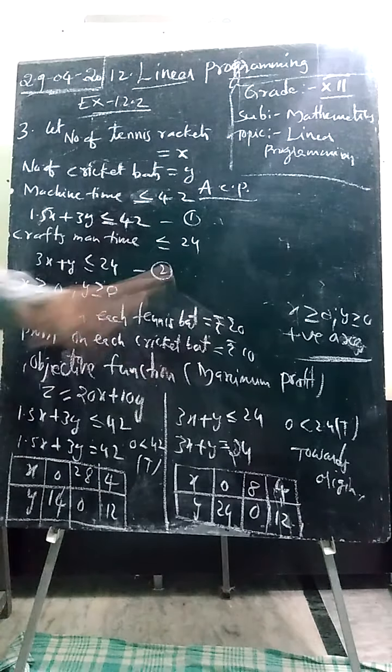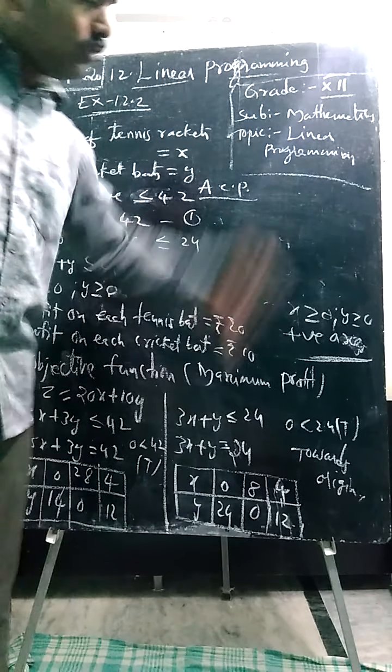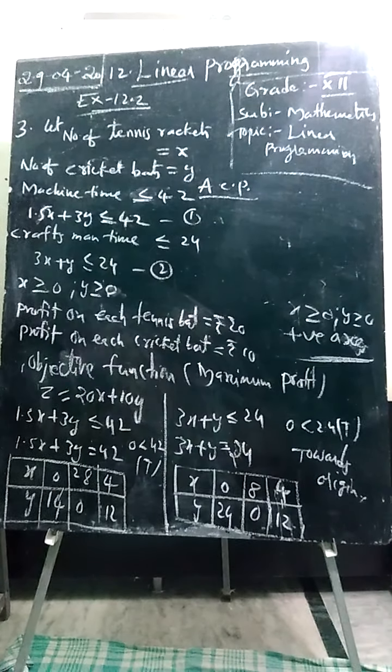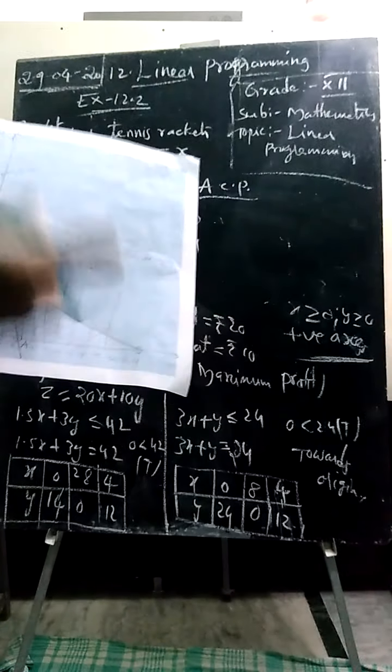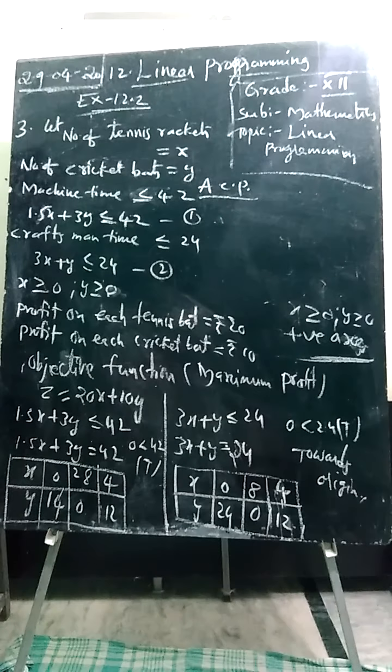You learned this last year only. So we have to shade towards the origin. So the feasible region you will get like this, a closed polygon. So O, A, B, C are feasible points. Then after, let us find when maximum profit is possible.